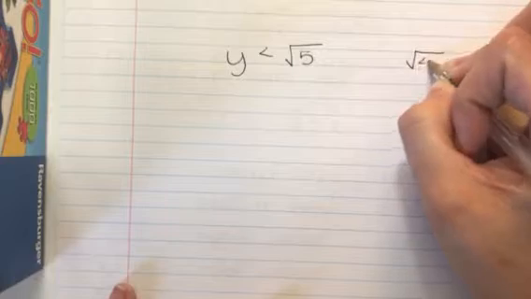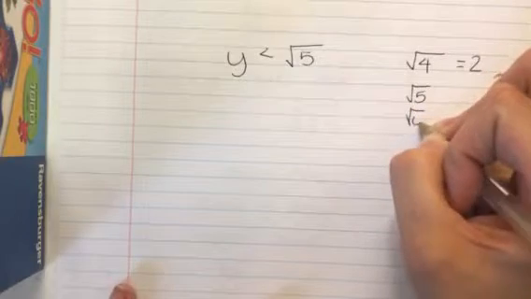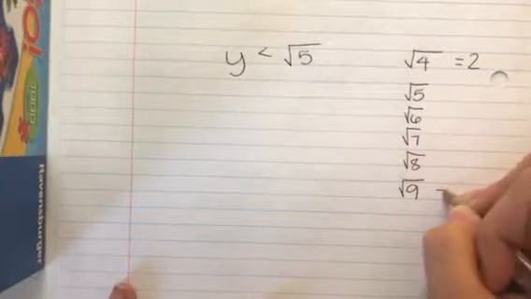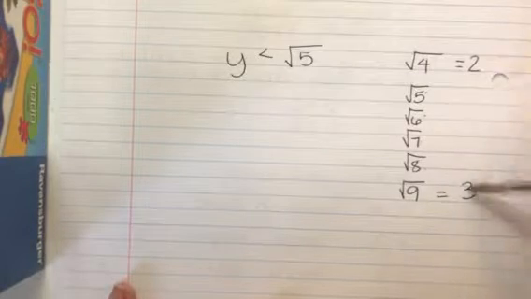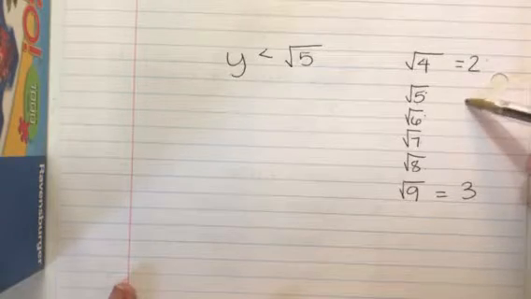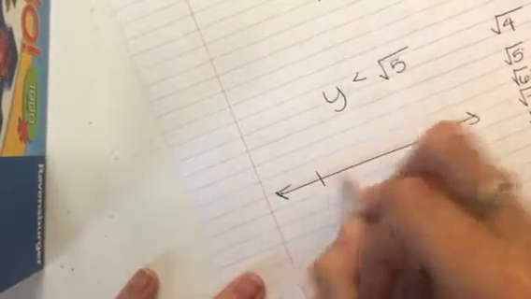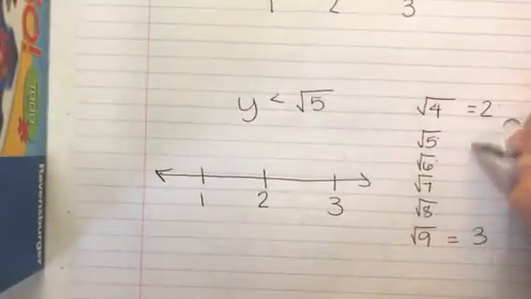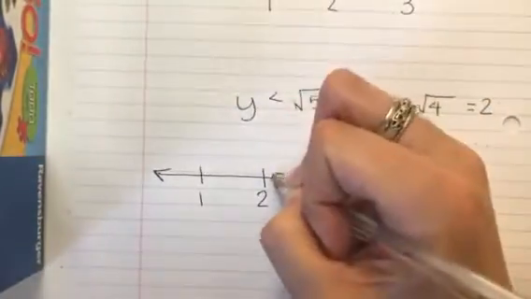Well, we do know that the square root of 4 equals 2. We don't know the square root of 5, the square root of 6, the square root of 7, the square root of 8, but we do know that the square root of 9 is 3, which means all of these values have to fall in between 2 and 3. And since 5 is really close to the square root of 4, we should assume that it's just a little bit larger than 2, which means if I put this on my number line, okay, again, I'm going to have to approximate, but I know I'm going to be just a little bit larger than 2. So this symbol is telling me to use an open circle, and less than is telling me to shade to the left.